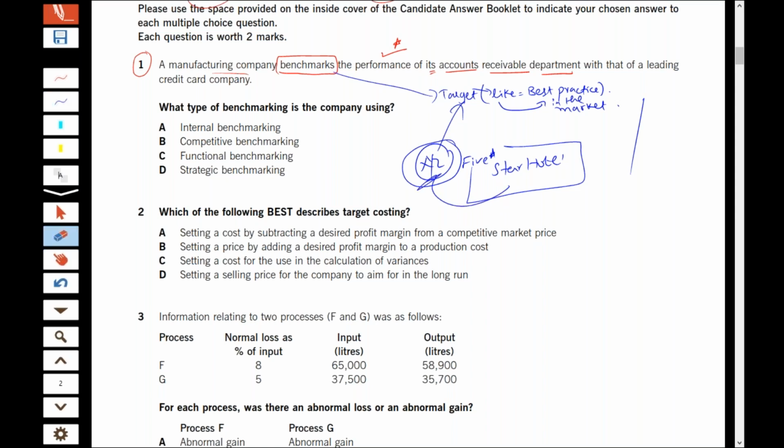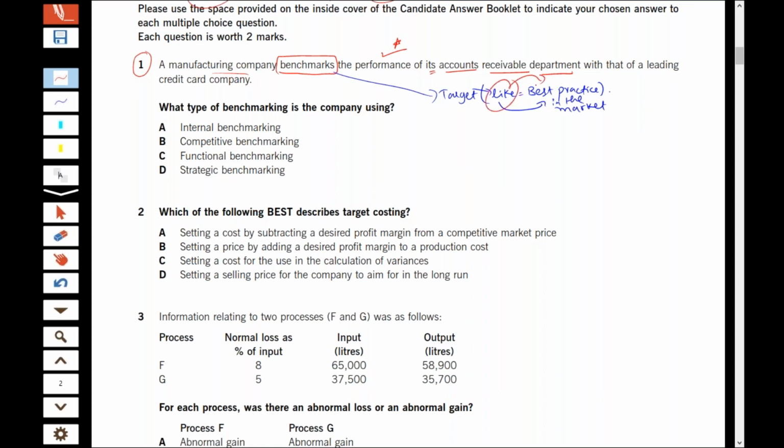So what are you trying to do? You are making a target. Which target? The one you assume as the best practice in the market, and through continuous comparison the performance can be improved. This is what you are doing, and this process is known as benchmarking.